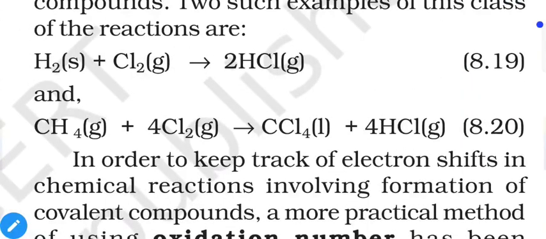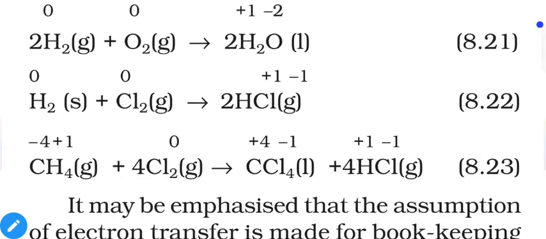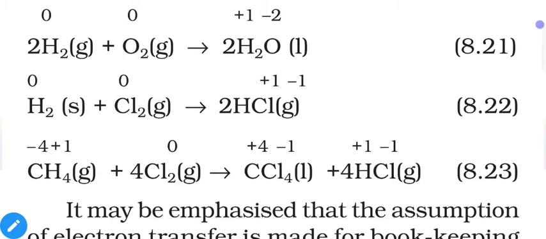So from these given reactions, when hydrogen and chlorine react together to produce HCl, we can assume this. Hydrogen, being less electronegative, loses an electron, and chlorine, being more electronegative, gains an electron. A similar situation arises when methane and chlorine combine to form CCl4: we can assume that carbon loses electrons to the chlorine. So that's why we can rewrite the equations as mentioned here. Hydrogen and oxygen initially have zero oxidation states, and later when H2O is produced, the two hydrogen atoms, losing 1 electron each, gain a +1 oxidation state, and oxygen gains 2 electrons, and that's why its oxidation state will be -2.